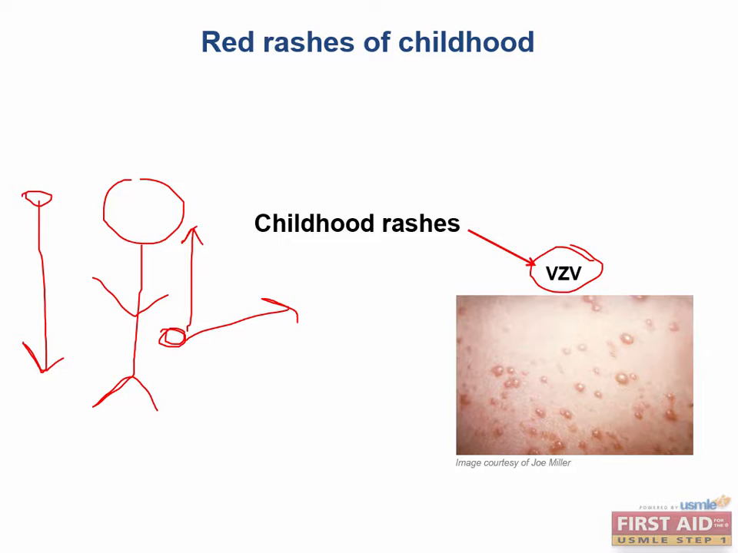This image here shows the vesicular lesions of the chickenpox. It is important to note that patients with rubella and measles do not have vesicles.